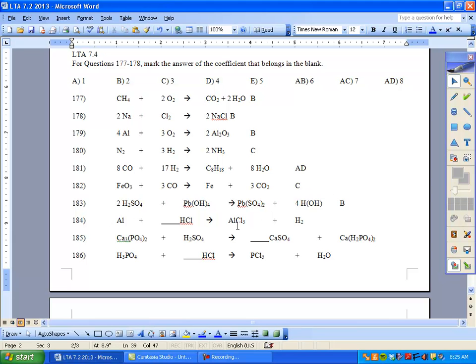Okay, number 184. Als are balanced, Cls are not, and Hs are not. So what I see immediately here is that I have 2 Hs and 3 Cls, so that's not going to balance here. So the common multiple there is 6. So that I can easily make Cl6 by multiplying that by 2, and I can easily make hydrogen 6 by making that a 3. That does, however, mess up my aluminums, so I'll fix that. This was the coefficient of 6, which is AB.